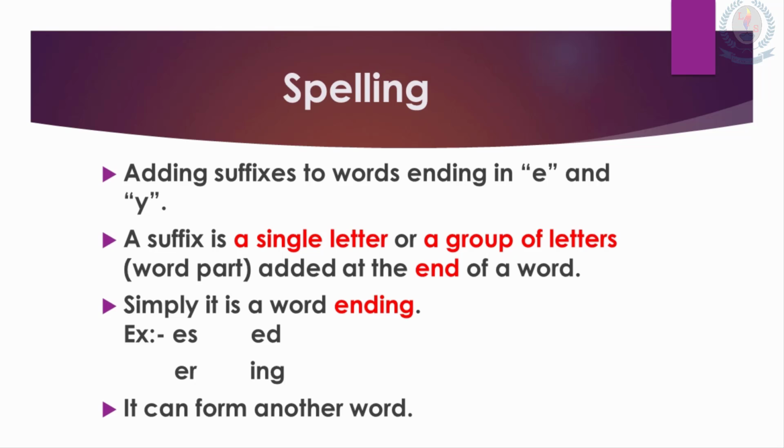Let's move on to word level work. Spelling. Adding suffixes to words ending in E and Y. Do you know what is a suffix? A suffix is a single letter or a group of letters added at the end of a word. Simply, it is a word ending. Example: es, ed, er, ing. Here, these are word endings or suffixes. Suffixes can form another word, and they can change the meaning of a word too.